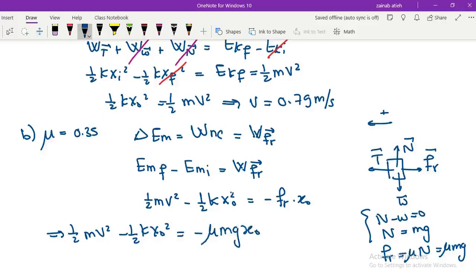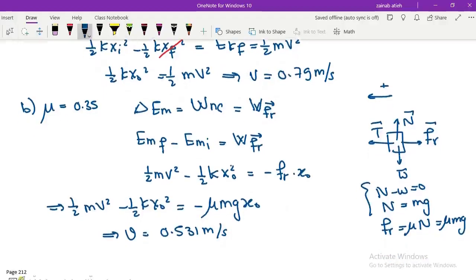I guess I have everything. I have m, I have k, I have x0, I have mu. Substitute. Don't forget to substitute for g 9.8. In exams we usually use 10 and not 9.8, but here I use 9.8 as in the book. So you will get your answer. V is equal to 0.531 meters per second. Look that the speed has decreased because there's friction. If I compare it with the previous case, I got 0.79 there and 0.53 here. In the second case it's less due to the presence of friction.